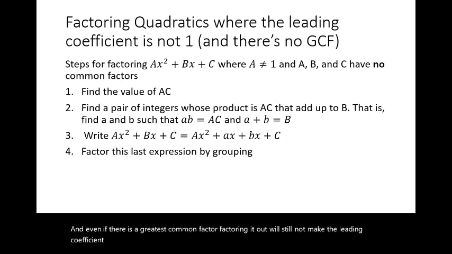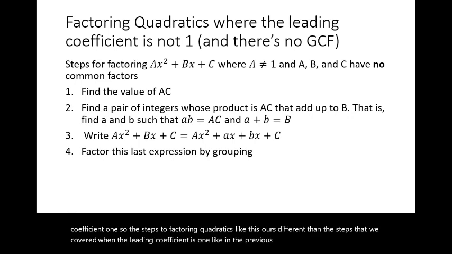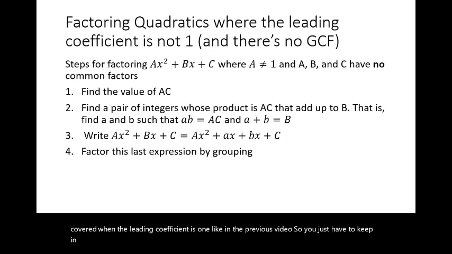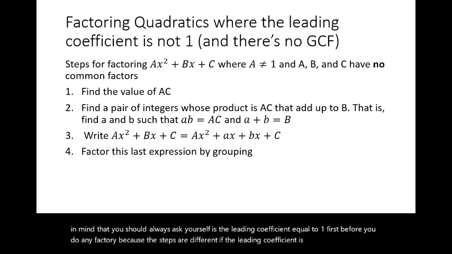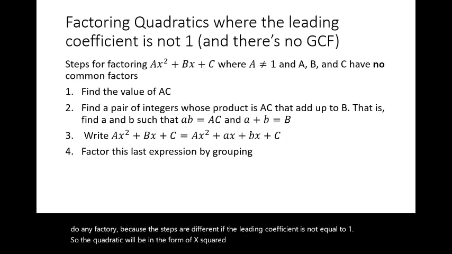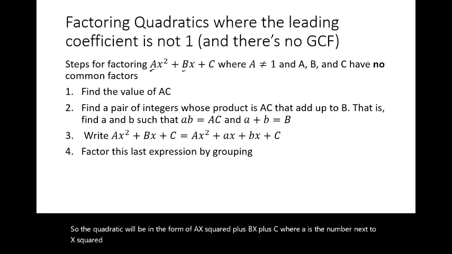So the steps to factoring quadratics like this are different than the steps that we covered when the leading coefficient is 1, like in the previous video. So you just have to keep in mind that you should always ask yourself, is the leading coefficient equal to 1 first before you do any factoring, because the steps are different if the leading coefficient is not equal to 1. So the quadratic will be in the form of ax squared plus bx plus c, where a is the number next to x squared, b is the number next to x, and c is the constant with no variable.